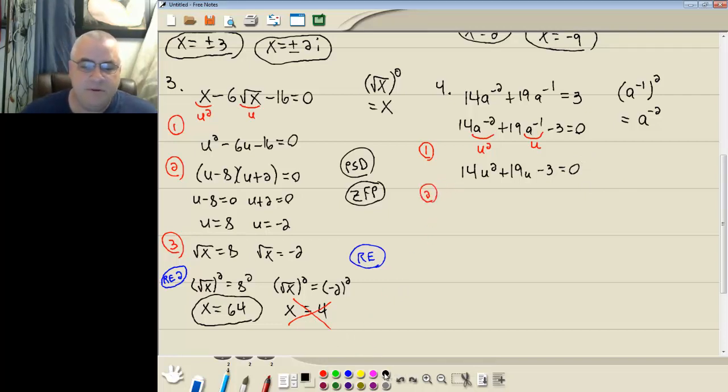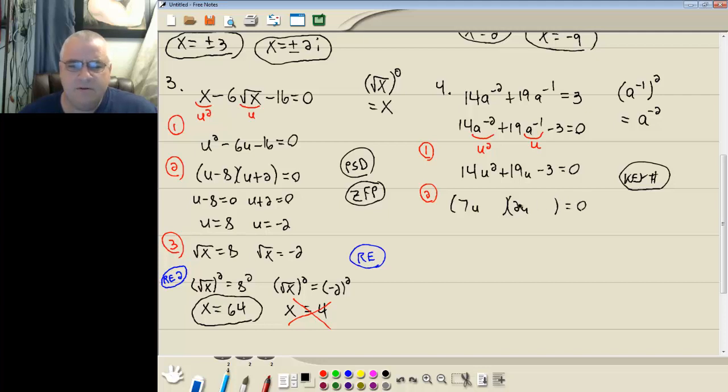Now step 2. We want to solve this using the key number. Let me double check myself. Some key numbers I can do in my head pretty easily, some I have to think about. It factors as 21u minus 2u minus 3. I'm not showing all the steps here, but I am showing the method, so you can go back later and do all the steps yourself.